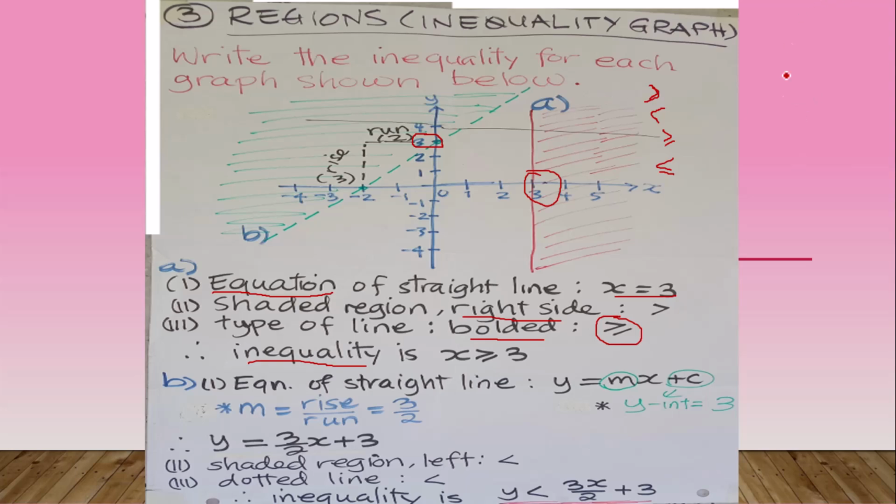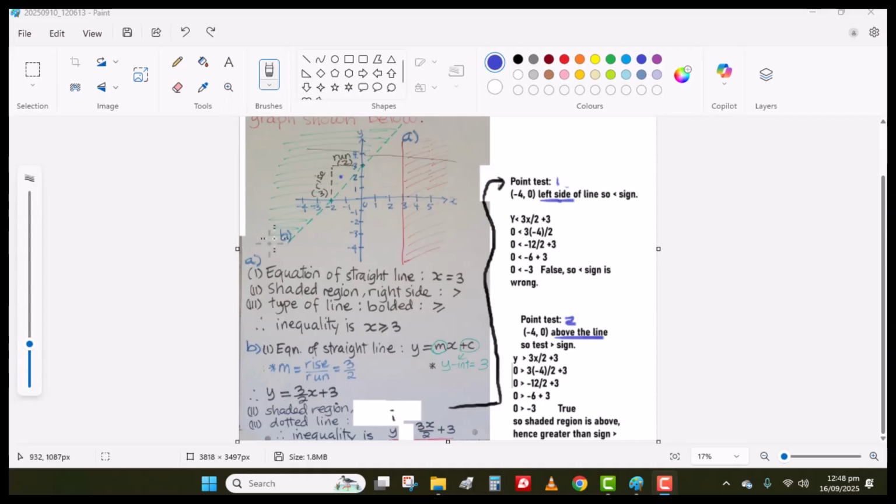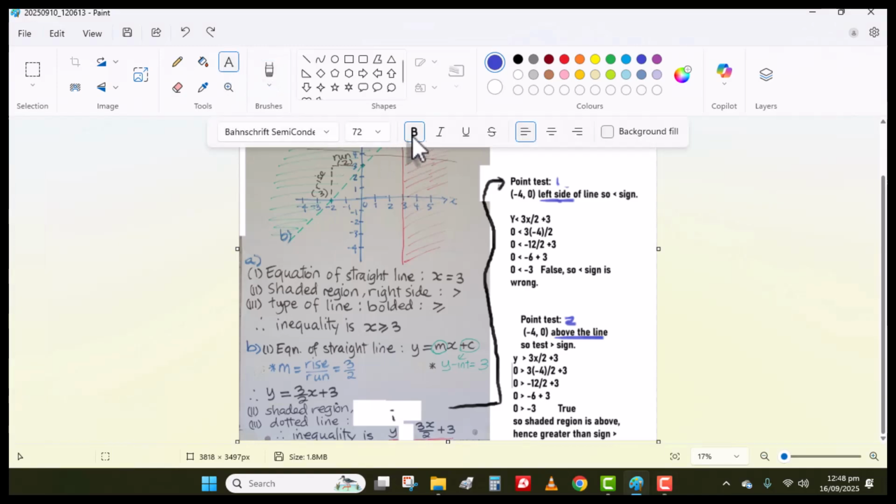Now we have to decide on the inequality sign to put in. So we look at the shaded region. By the look of the graph, it looks like the shaded region is on the left hand side. So if we think it's the left hand side, okay, then let's see.